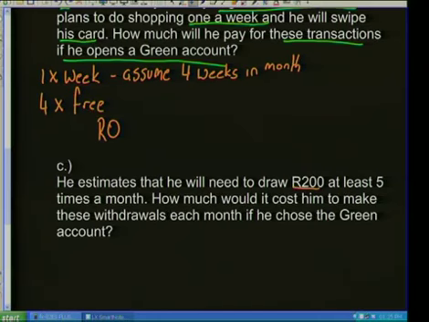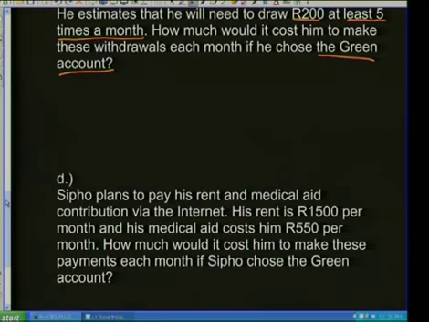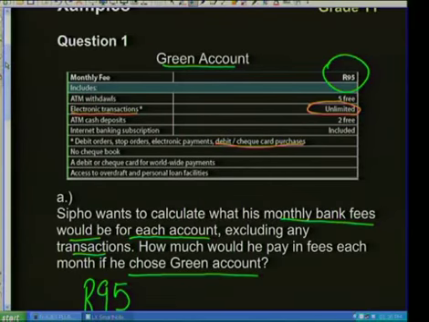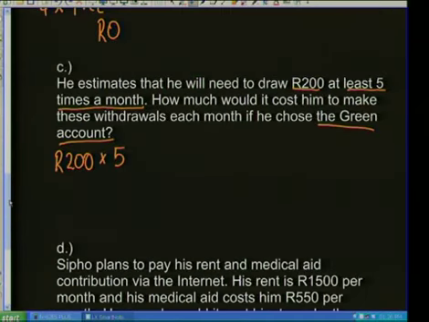So he pays 0 Rand, or nothing. He estimates that he will need to draw 200 Rand at least 5 times a month. How much would it cost him to make these withdrawals each month if he chose the green account? So we are looking at 200 Rand that he is withdrawing, and he's going to do this 5 times. Going back to our account, we see an ATM withdrawal, and he gets 5 for free. So because he's withdrawing 5, that is also free.